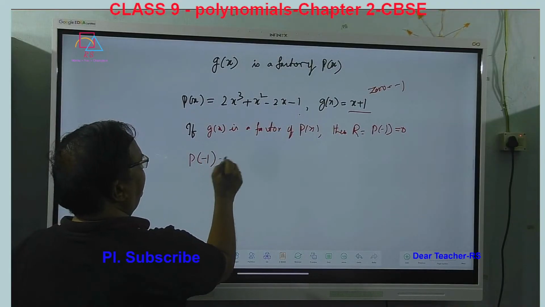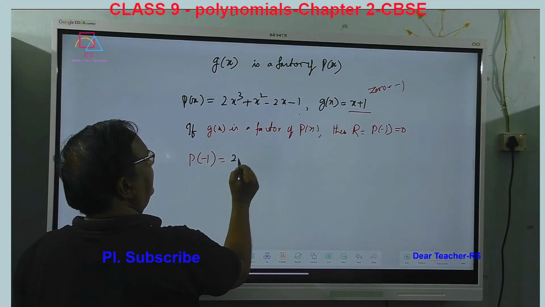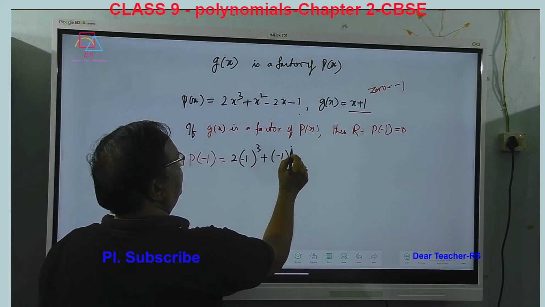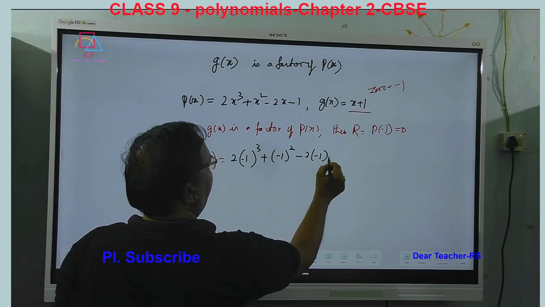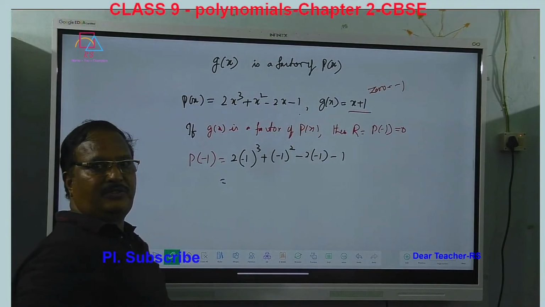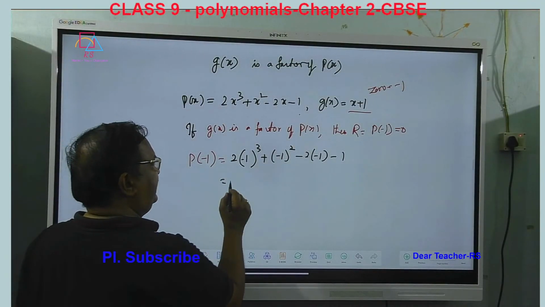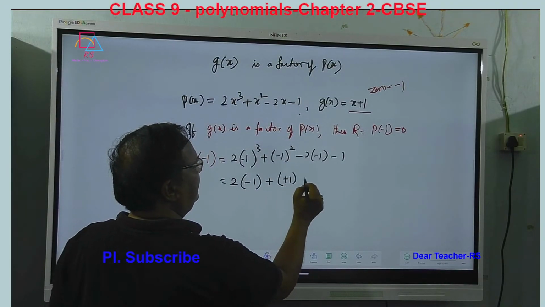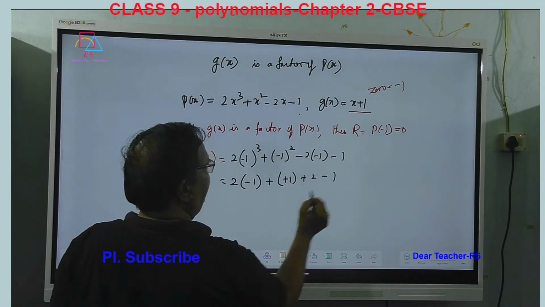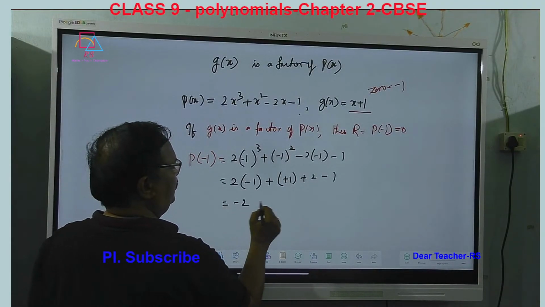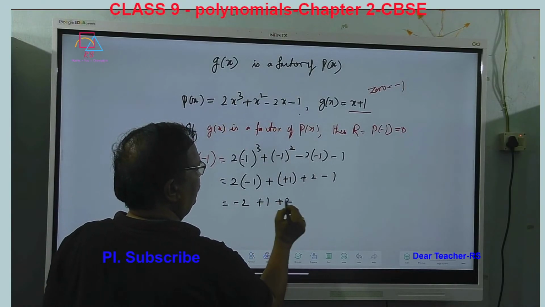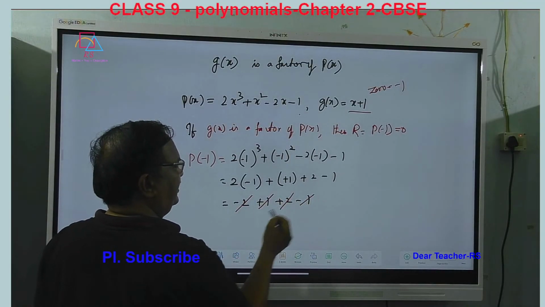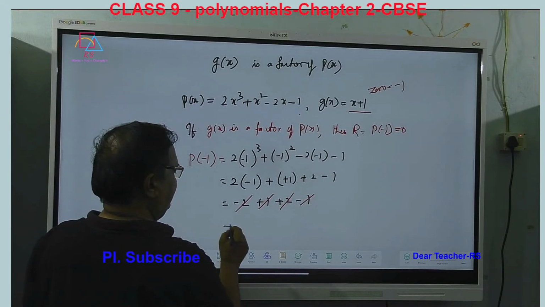P of minus 1 is equal to, you have to replace x with minus 1. Minus 1 whole cube, minus 1 whole square, 2 into minus 1 minus 1. So I have replaced it. 2 into minus 1 whole cube is minus 1. Do step by step. This is plus 1, minus into minus is plus 2, minus 1. So this is minus 2, plus 1, plus 2, minus 1. So minus 2 plus 2 will get cancelled, plus 1 and minus 1 will get cancelled. Therefore, that is equal to 0.